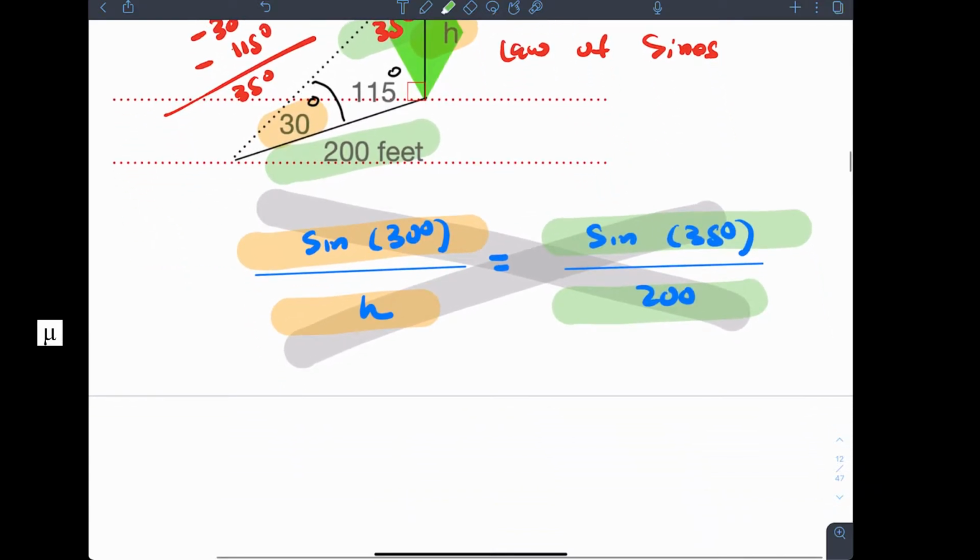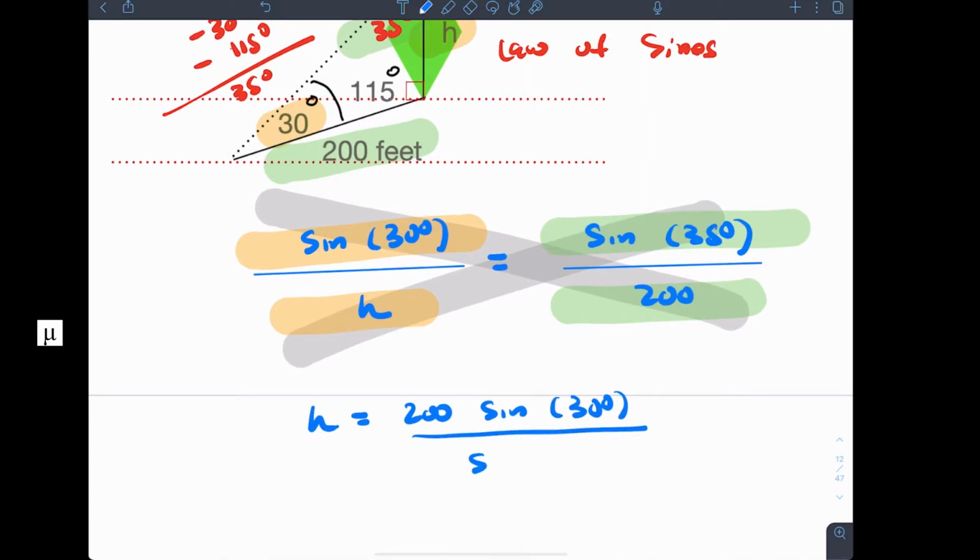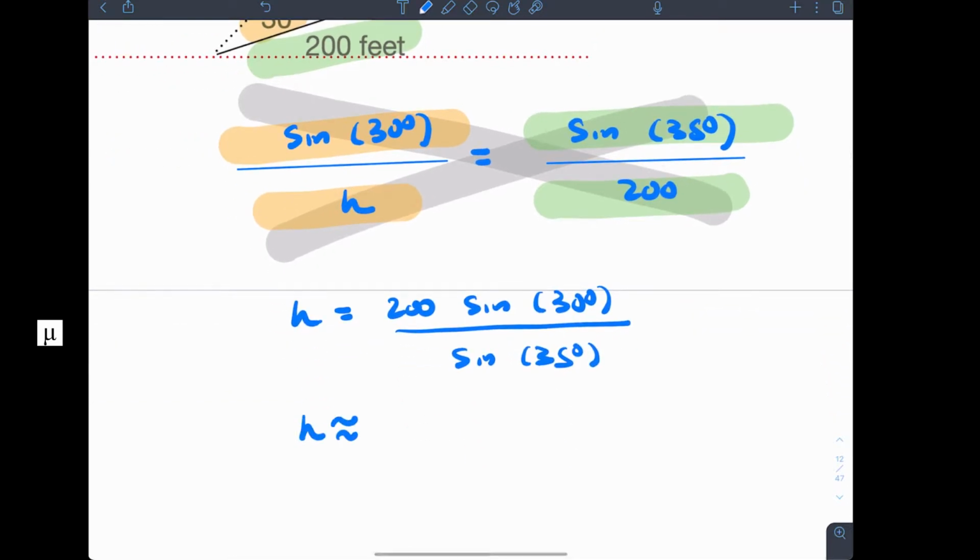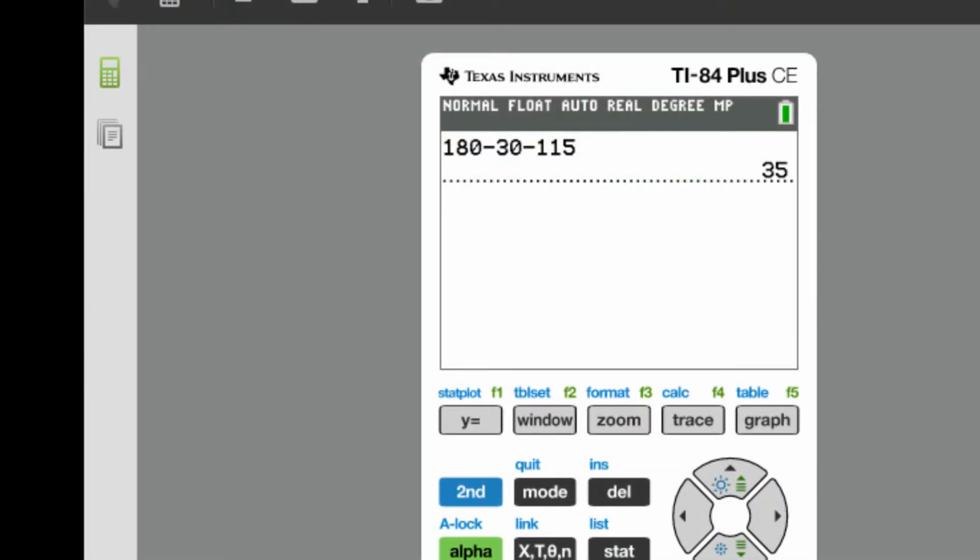Now, let's get the h. H will be what? 200 sine 30 divided by sine of 35 degrees. So let's get that h, ladies and gentlemen. H, and let's see. Calculator. 200 sine 30 divided by sine of what? 35. And what do you end up getting here? 174 point what?